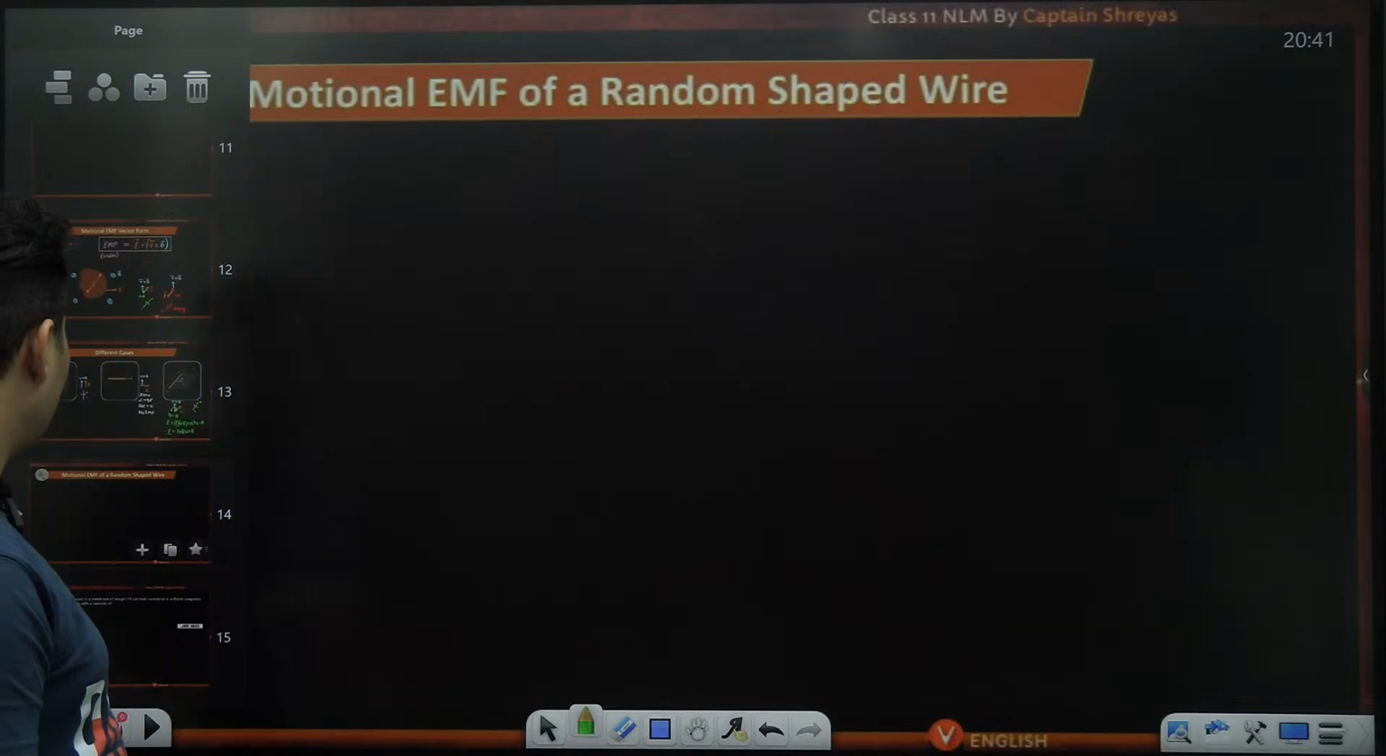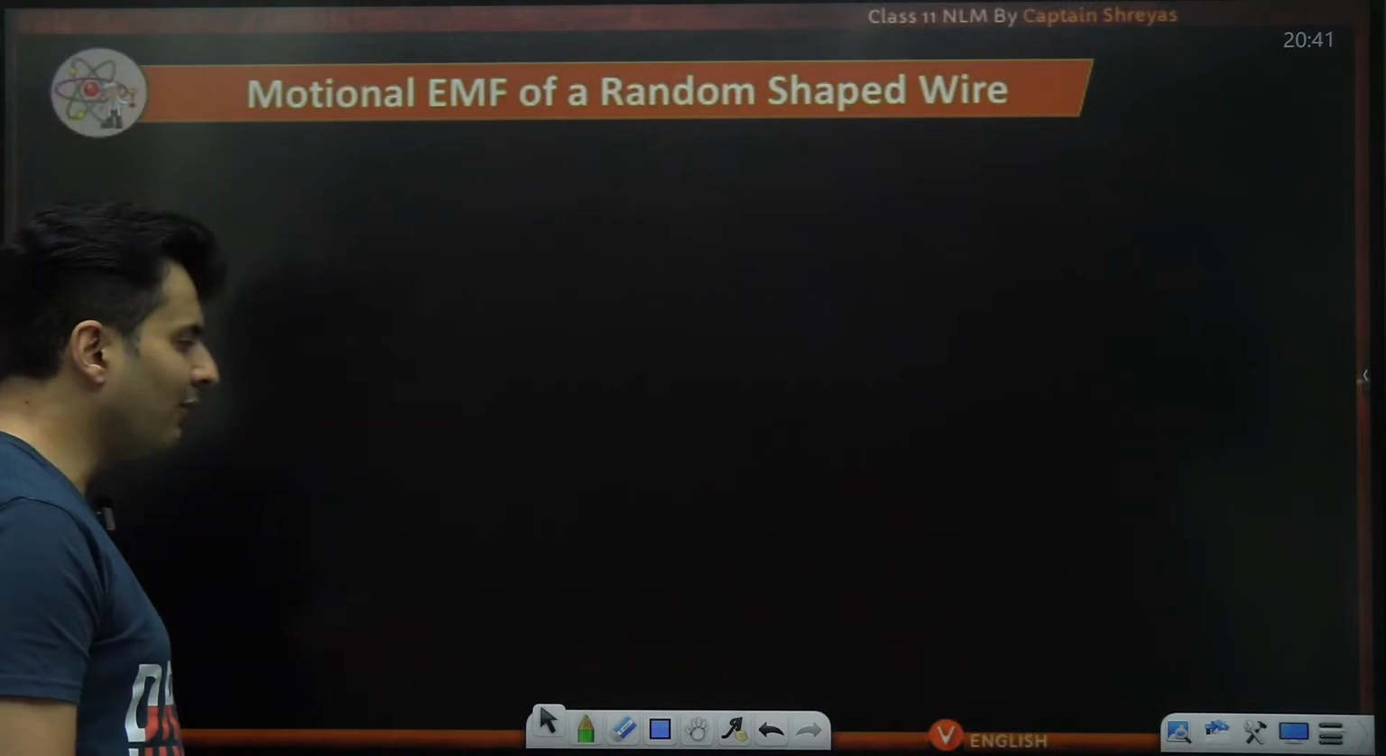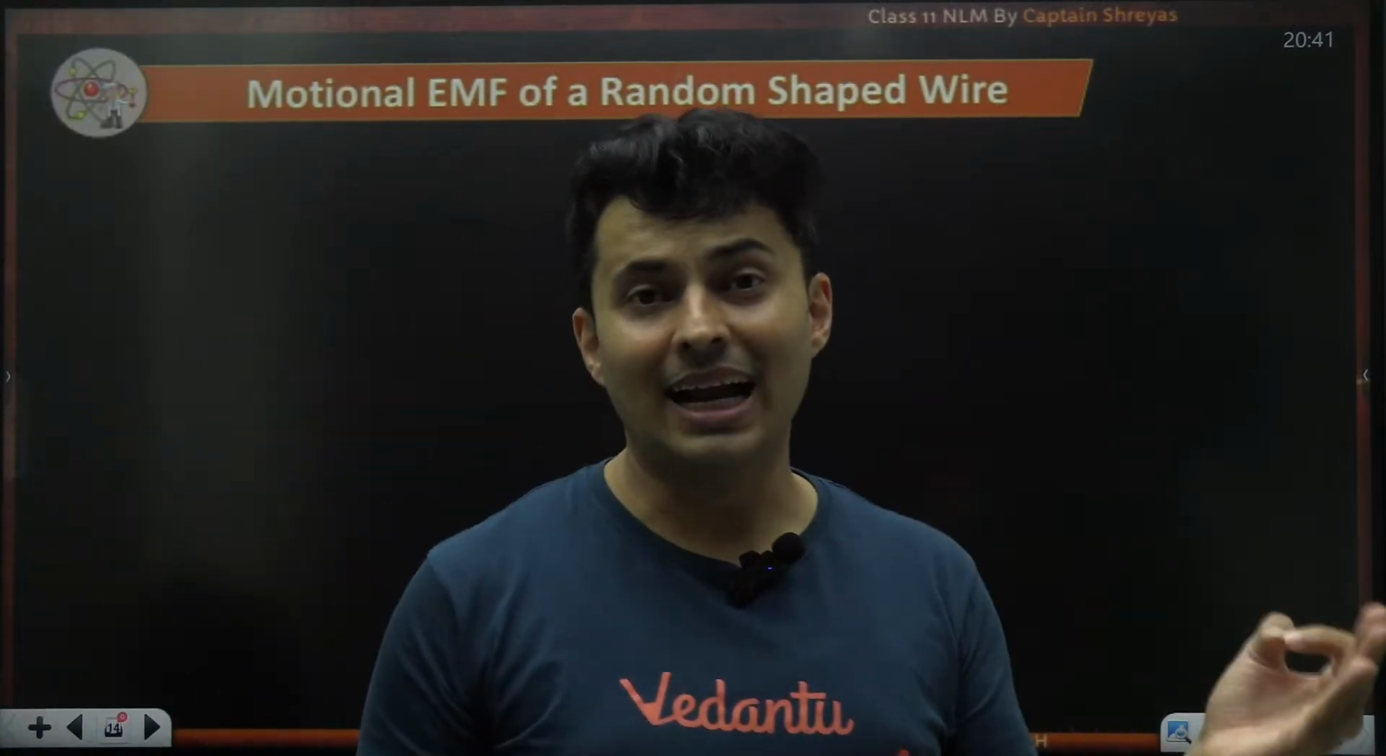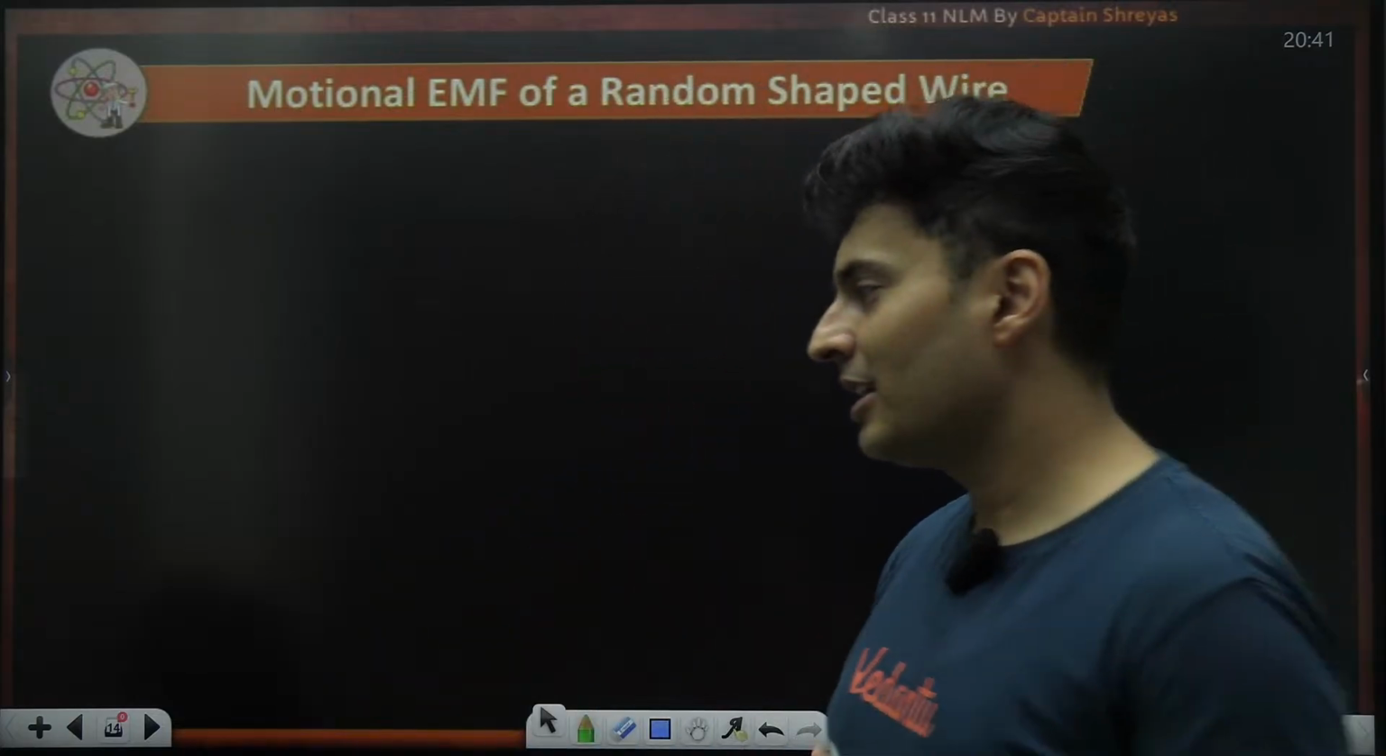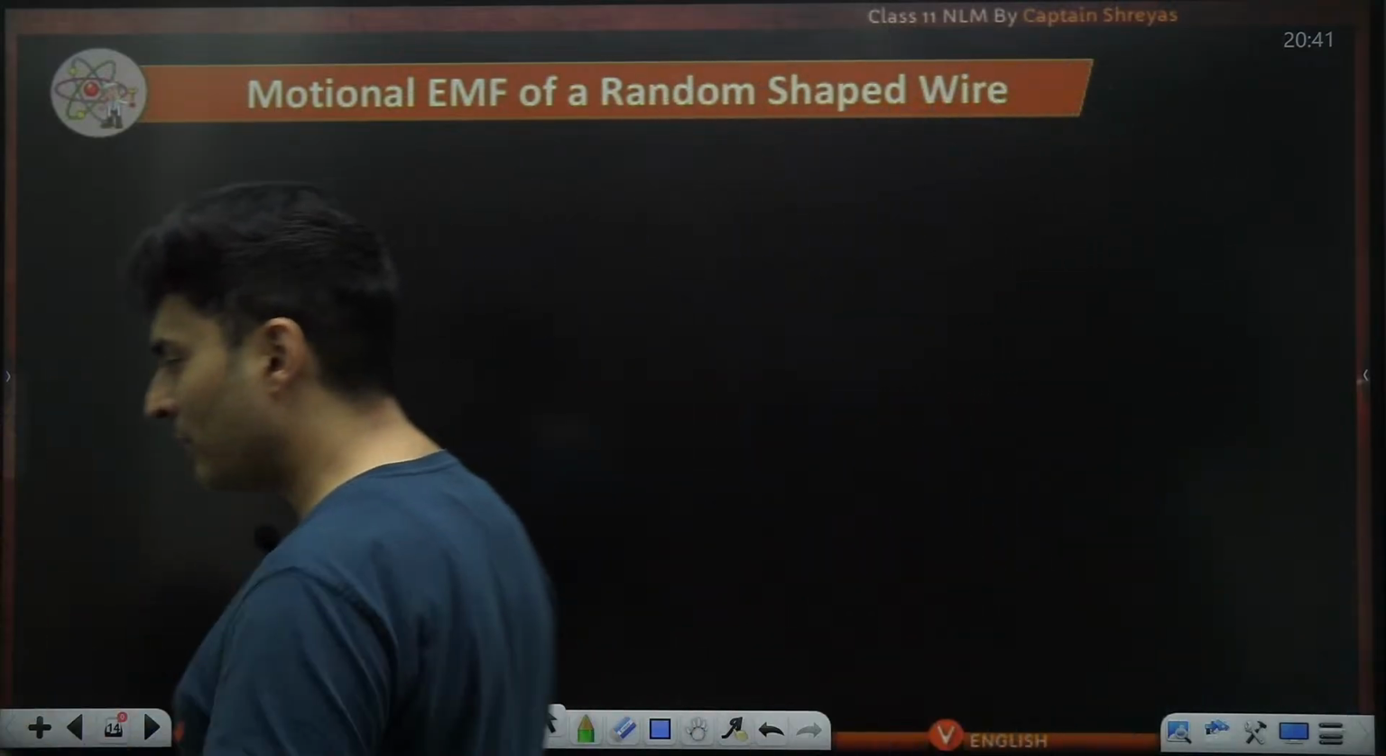Now, let's see what to do if the wire is made of some random shape, not a straight wire. Imagine it's a curved wire or a bent wire.